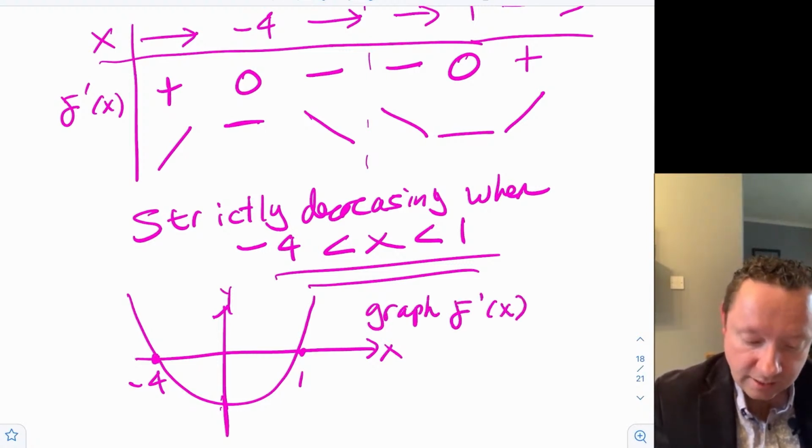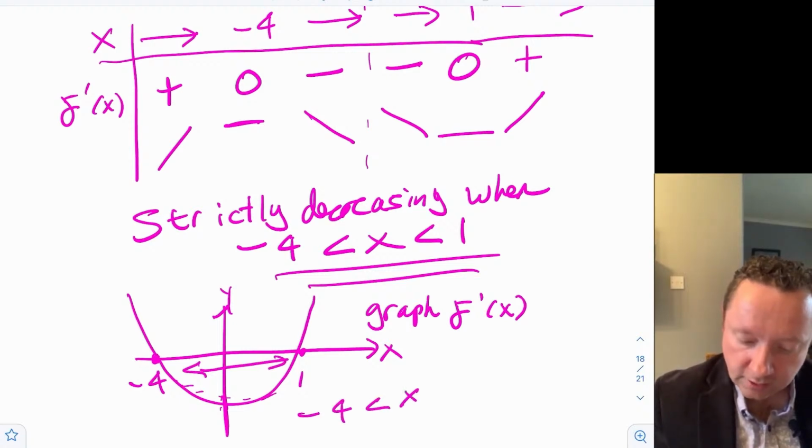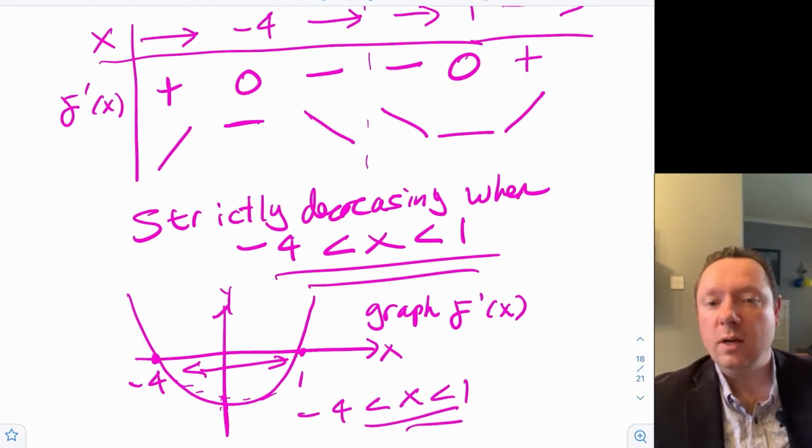And that's negative below the x-axis, which is down here. So it's between -4 and 1. So again, you would get the same answer. -4 is less than x is less than 1. Either of those options will give you your marks probably.